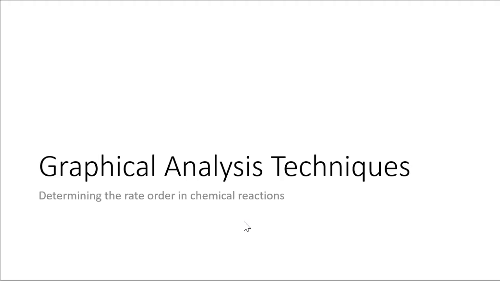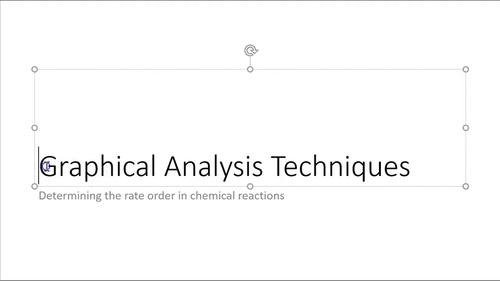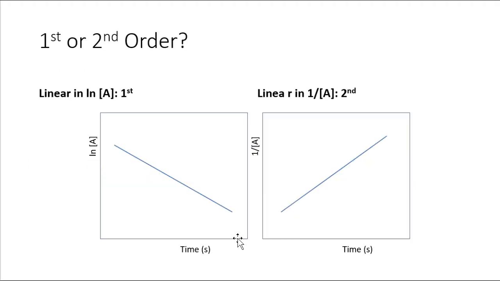We're next going to talk about graphical analysis techniques. The trick here is to plot the change in concentration of one of the participants in the reaction as a function of time in two different ways. We'll either plot it as the natural log of the concentration data, in which case if we see a straight line decreasing as a function of time, then we can determine that the data are first order in the concentration of A.